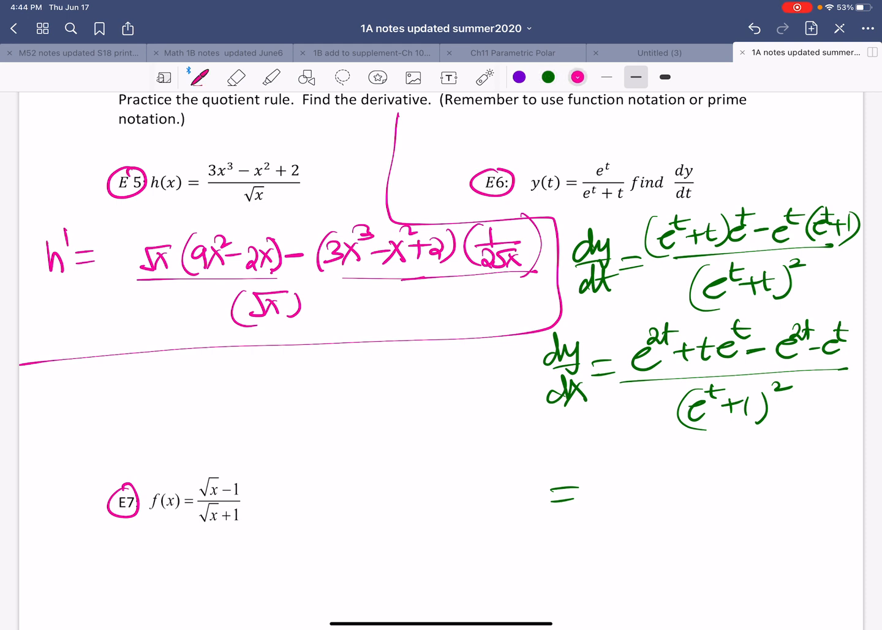Same term in the numerator, positive and negative, that's gone. So t e to the power t minus e to the power t divided by e to the power t plus 1 squared. And that's it. That is the derivative in this case. That's a derivative of the function.